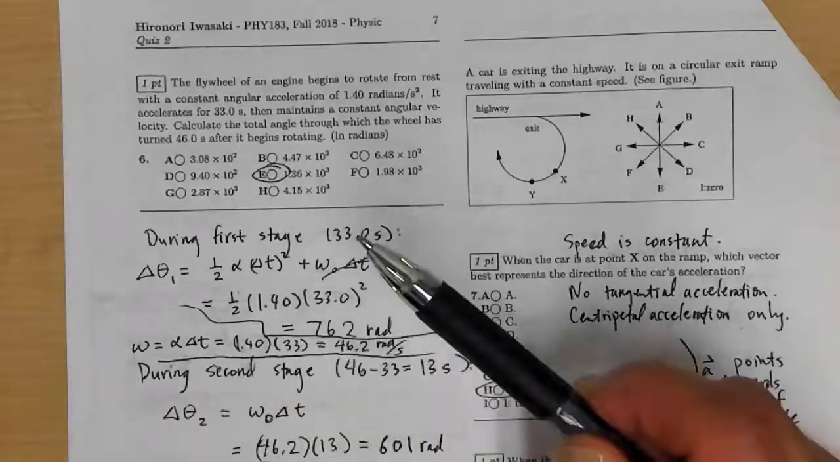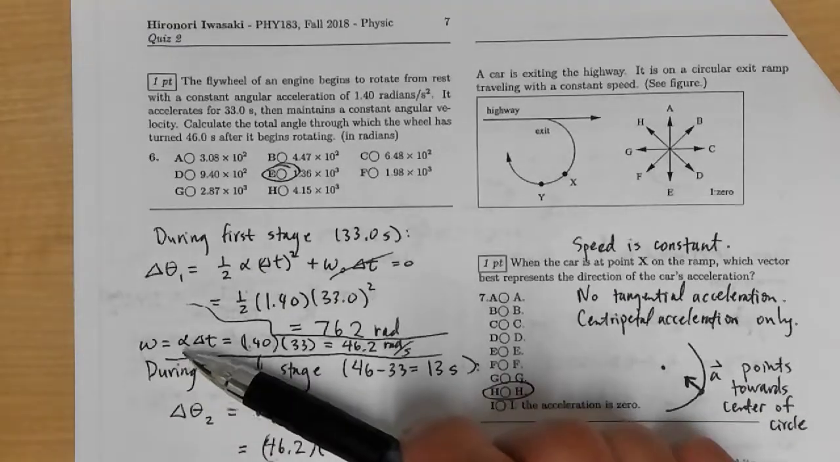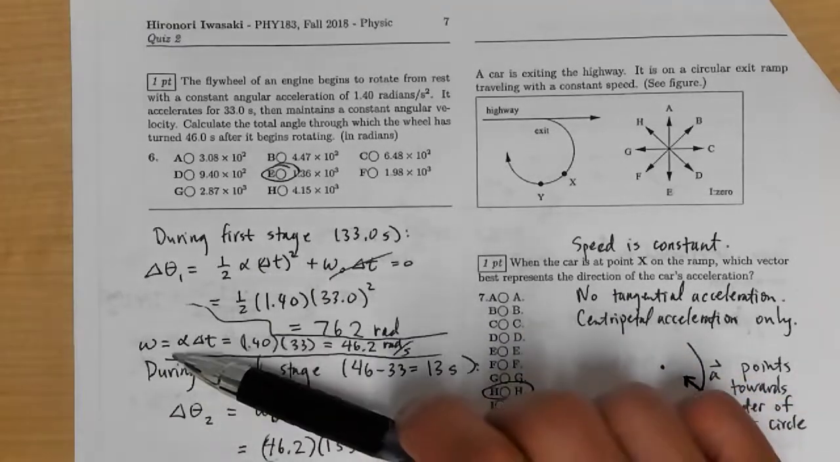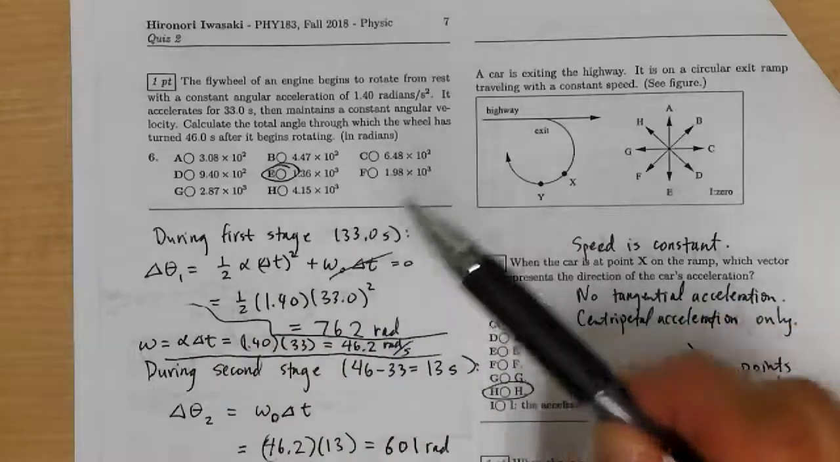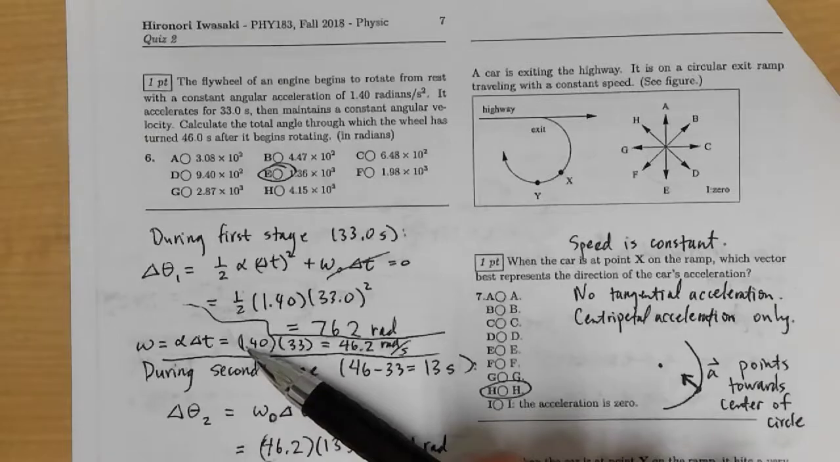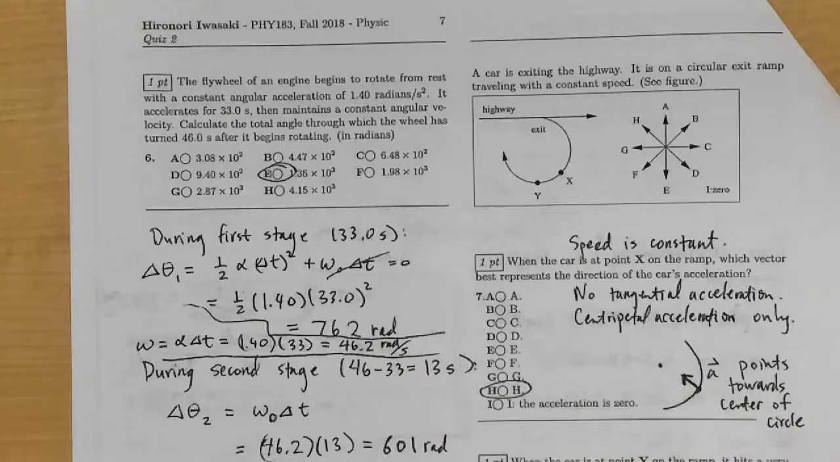Now we're going to need to know what omega is for the second part. So omega, the final angular velocity after the first stage, will be alpha times delta t, because it starts from rest. Okay, so we have alpha is 1.40 times the time is 33. That comes to 46.2 radians per second.